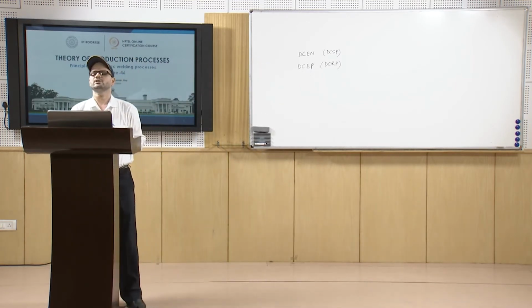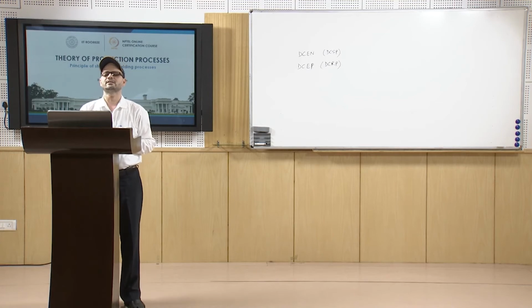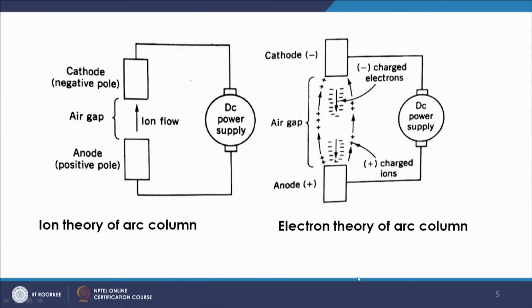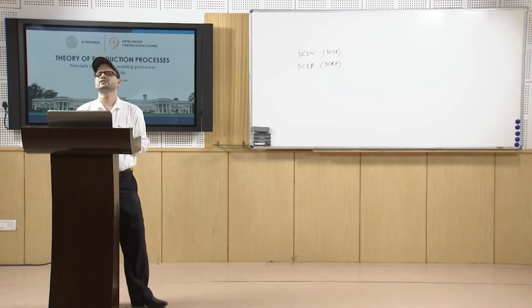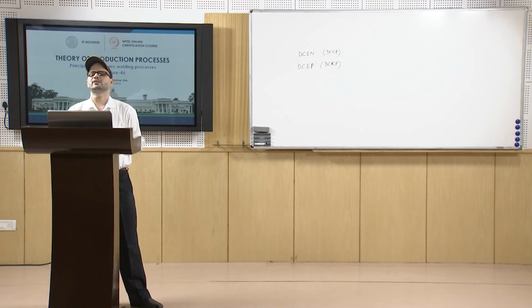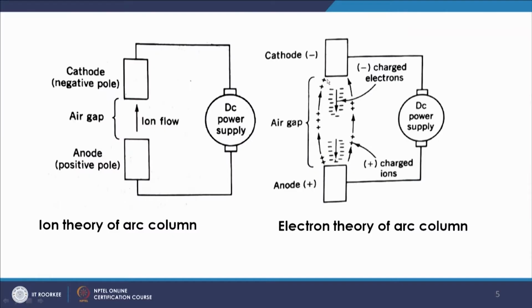So you have two theories. One is the ion theory, which tells that there will be movement of ions, that is positive ions, from anode to cathode. Similarly, you have the electron theory, which tells that the cathode will emit electrons which will come to the anode, and that is how you have basically three regions, one at the cathode and one at the anode, and more of the heat is at the anode in the case of DC power supplies.